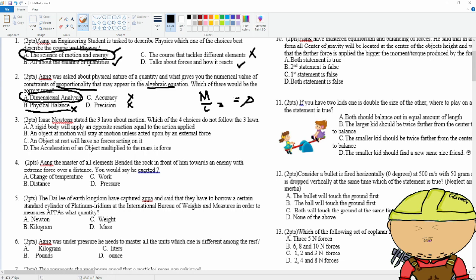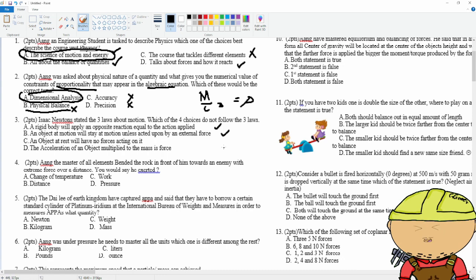Right. Number 3. Isaac Newton stated the 3 laws about motion: law of inertia, law of force, or law of motion, and law of action and reaction. Which of the following choices does not follow the 3 laws? A rigid body will apply an opposite reaction to the action applied. Yeah, okay. An object in motion will stay in motion unless acted upon by... Oh, this one is the inertia. An object at rest will have no forces acting on it.